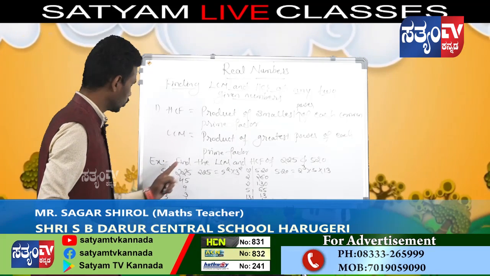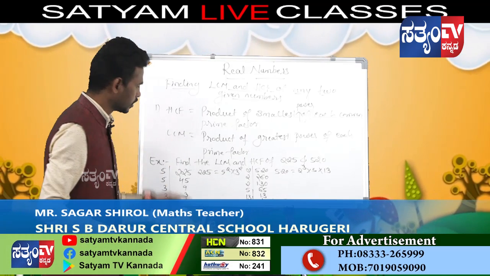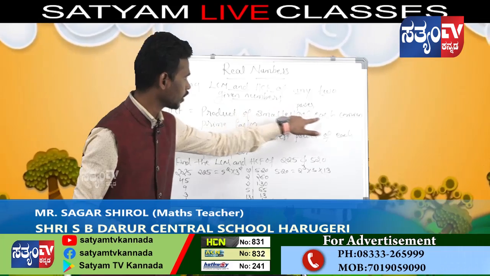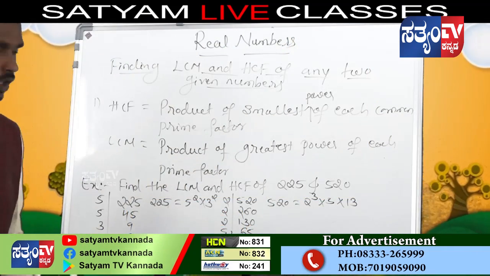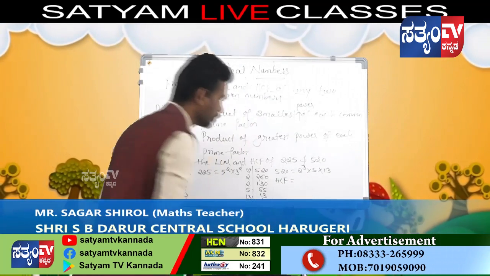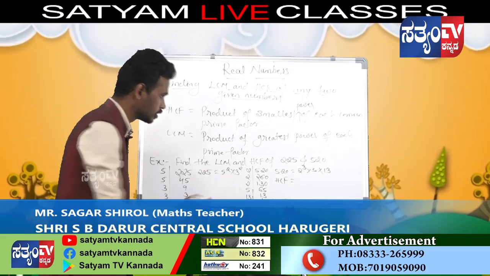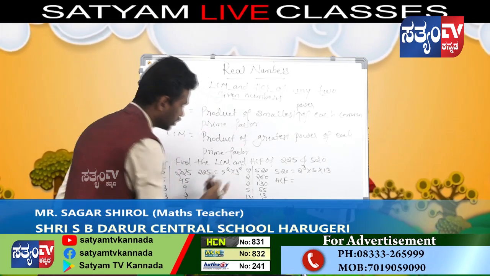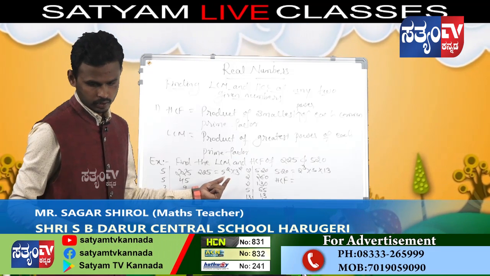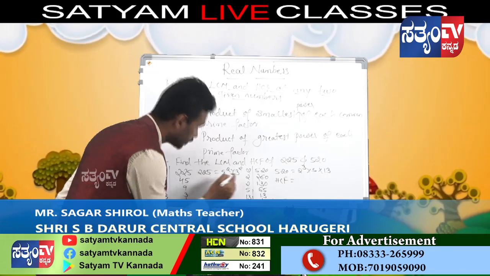So now after factorizing these, how do we find the HCF and LCM? Just see, the HCF says the product of the smallest power of each common prime factor. So let's see the HCF. First see which are the common primes. Here nothing common is there. Sorry, 5 is there. 5.